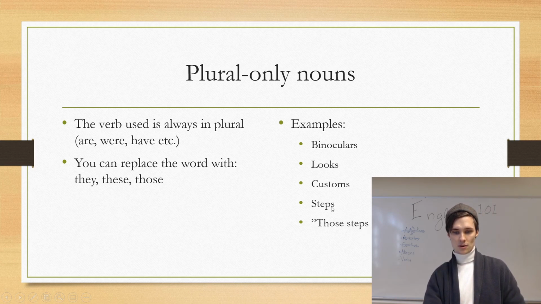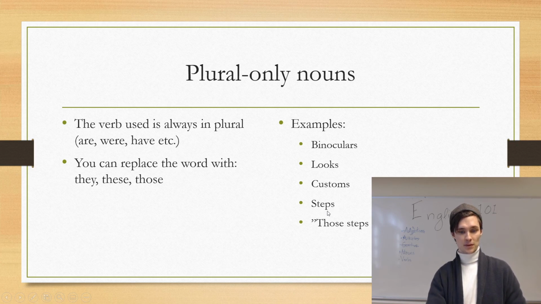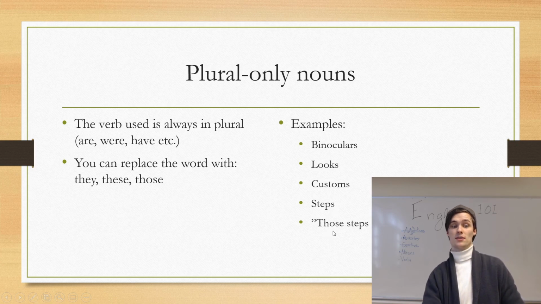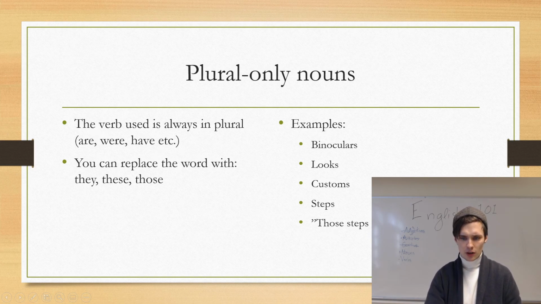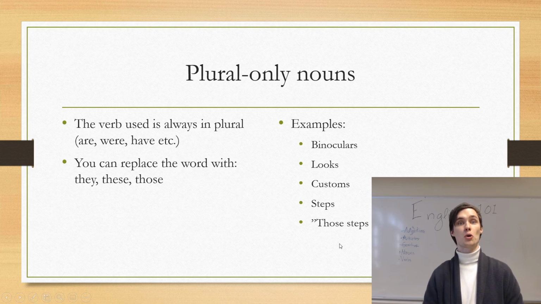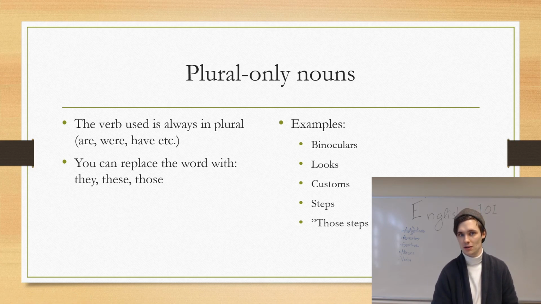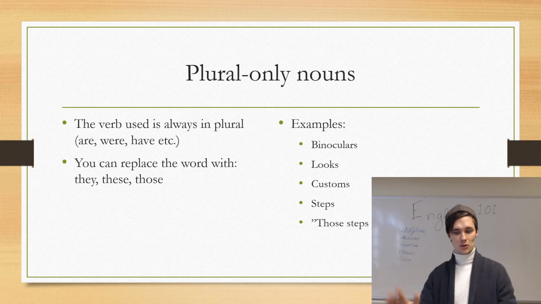So we have the steps. You could say the steps are slippery. So let's see here. Check the verb. All right, where's the verb? Here's a noun. Okay. Steps, steps. Yes. Verb, verb, verb. Are. Yeah, that's the verb. It's in its plural form, as we mentioned over here. And then can it be replaced by they, these, or those? That has already been done in the sentence. You can just remove steps and say those are slippery, and it still works. Ta-da! And that's how it works.